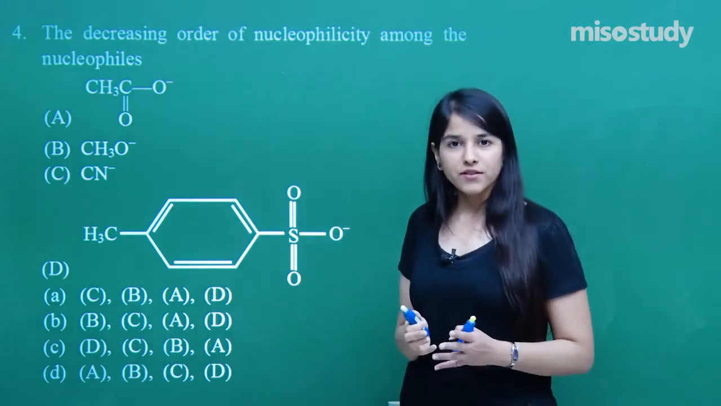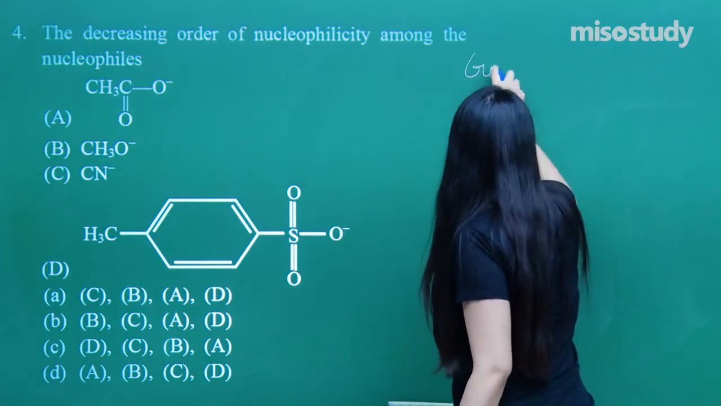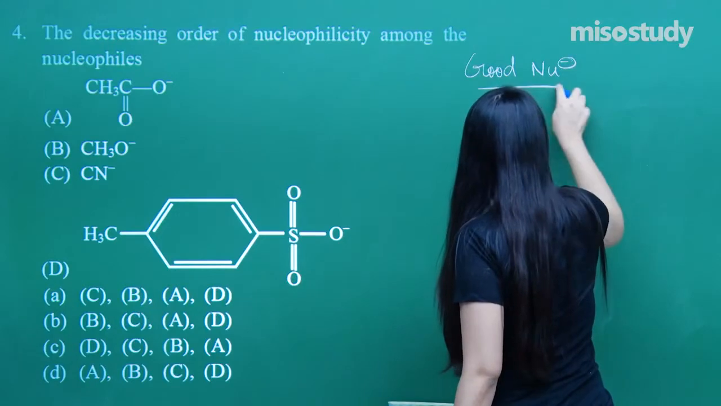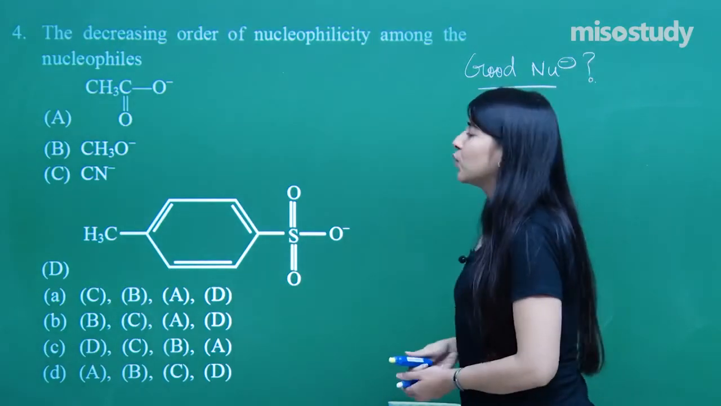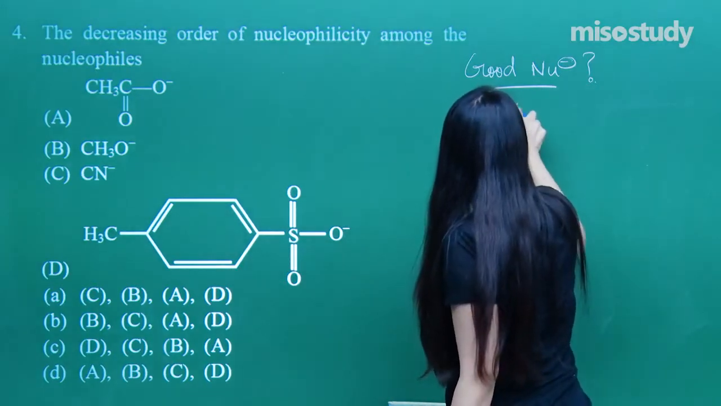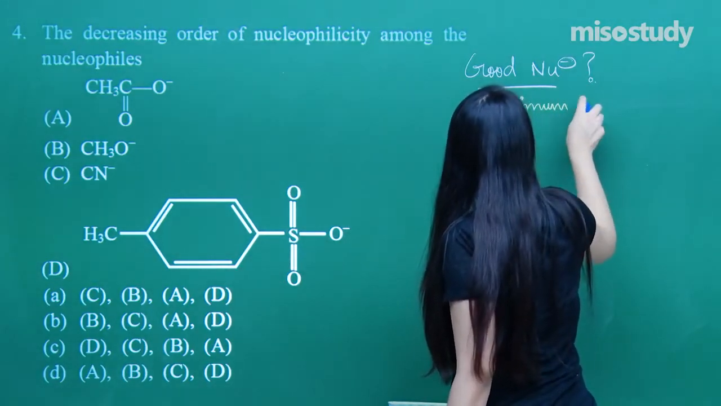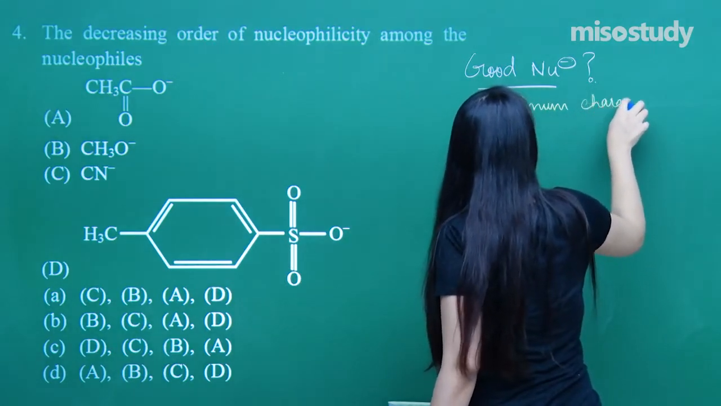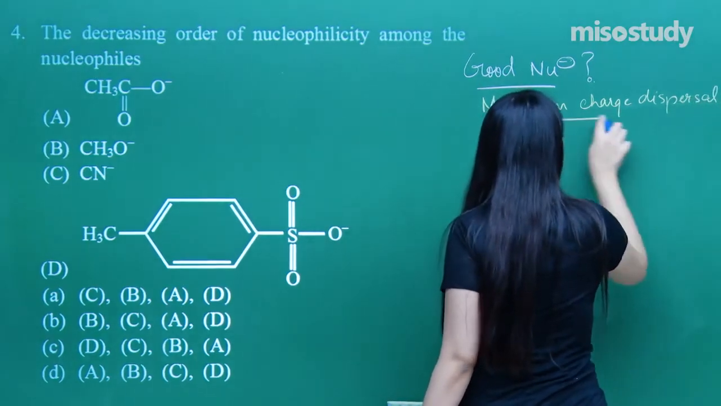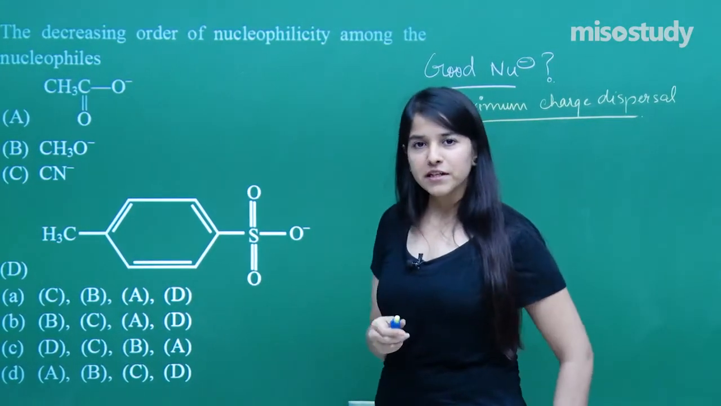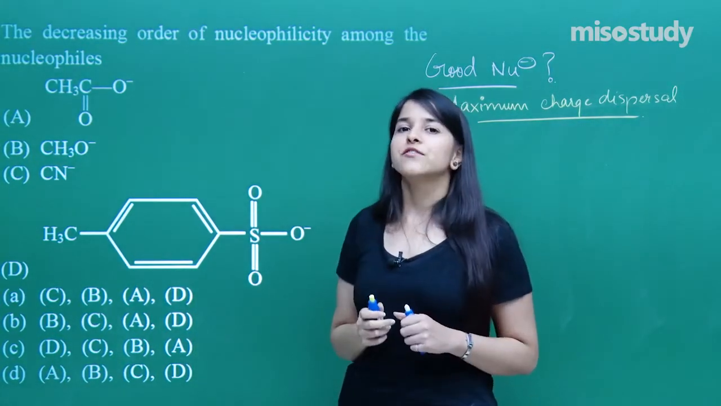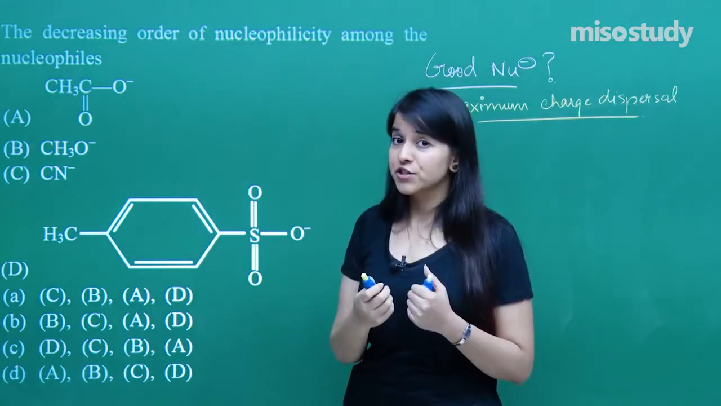So if you observe, what is a good nucleophile? Again, just like in the case of leaving group, a good nucleophile is the one which has maximum charge dispersal, a holding capacity you can say. It can hold on to the negative charge very properly. So if it is resonance stabilized, then definitely the nucleophile will have better charge dispersal.